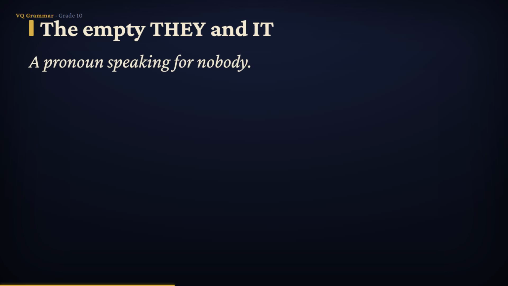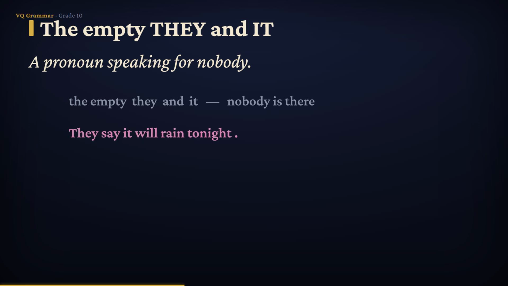There is a second flavor of vague reference, and it is one of the most common habits in everyday speech. The empty they and the empty it. Listen to this one. They say it will rain tonight. Who exactly is they? Say it out loud and it sounds completely normal.